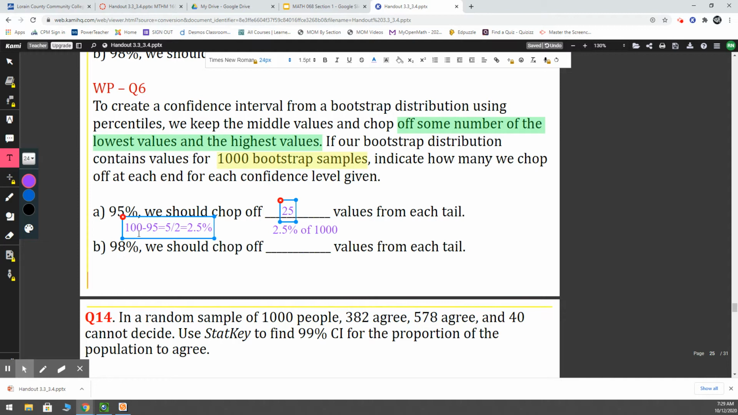We'll do the same thing for the top one up here. And I'm going to highlight this, and I'm going to put it back down here now. Now, in this one, it's 98%. So now we're subtracting 98% instead of 95%. That's going to be 2 divided by 2, which is going to be 1%. 1% of 1,000 is 10. So it'd be 10 values from each tail. That's how you do it when you're given a value number.